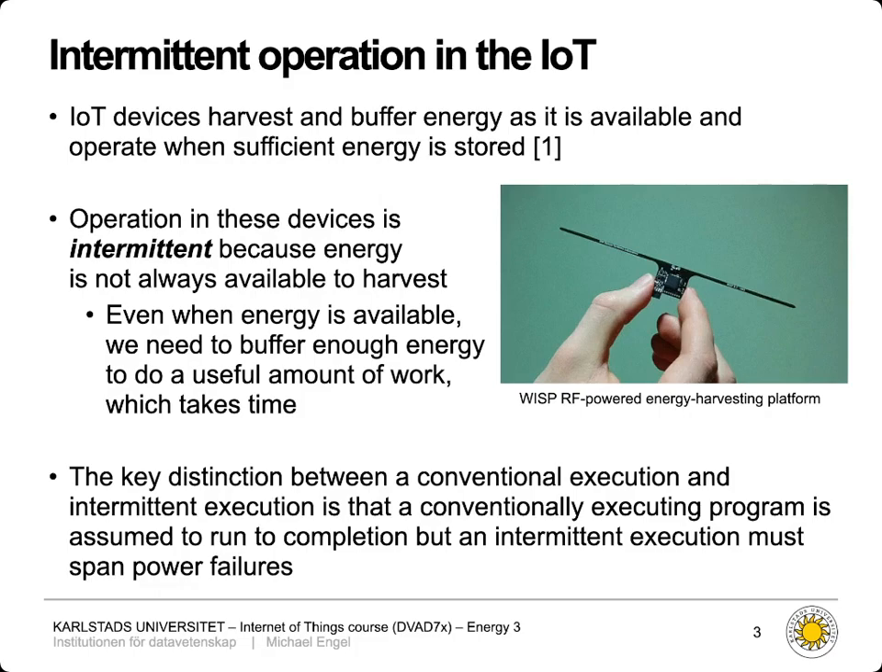So IoT devices harvest energy and they also buffer this energy as long as it's available, and then use this buffered energy to operate when sufficient energy is stored, for example, in our capacitor. And we see a very little IoT node here on the right hand side of this photo.